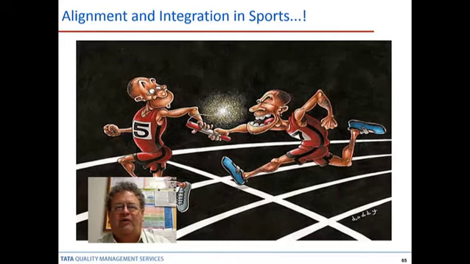And then we just have the open picture about discussion about alignment and integration. In this case, this is a picture that kind of shows a relay race in which you have to have both people working together, and the baton is the way in which they get crossed together. In this case, it's just kind of a humorous cartoon.